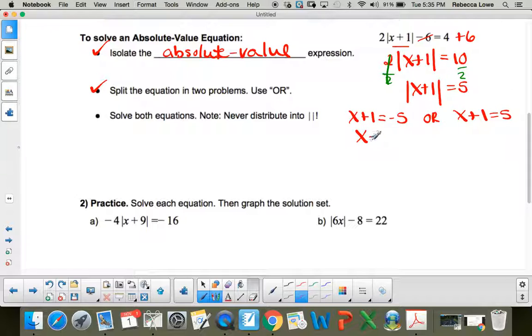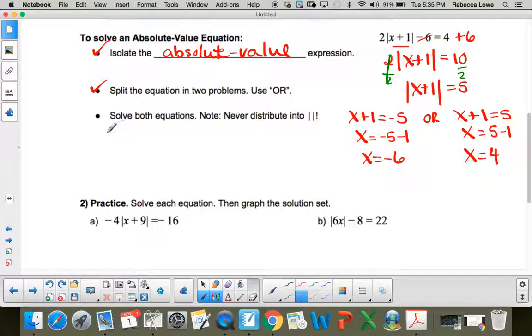So now I just solve each one. I move the 1 over by subtracting it. I get x is negative 6. I move the 1 over by subtracting it, and I get x is 4. So the absolute value of x plus 1 equals 5 has two solutions, negative 6 or 4.